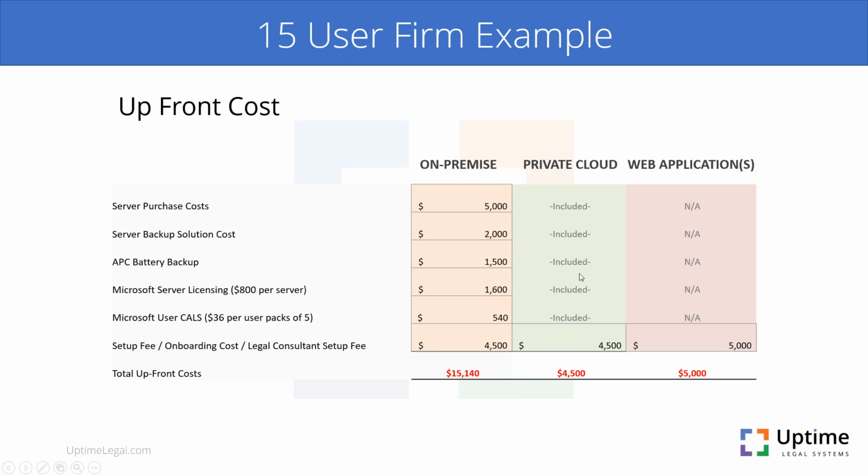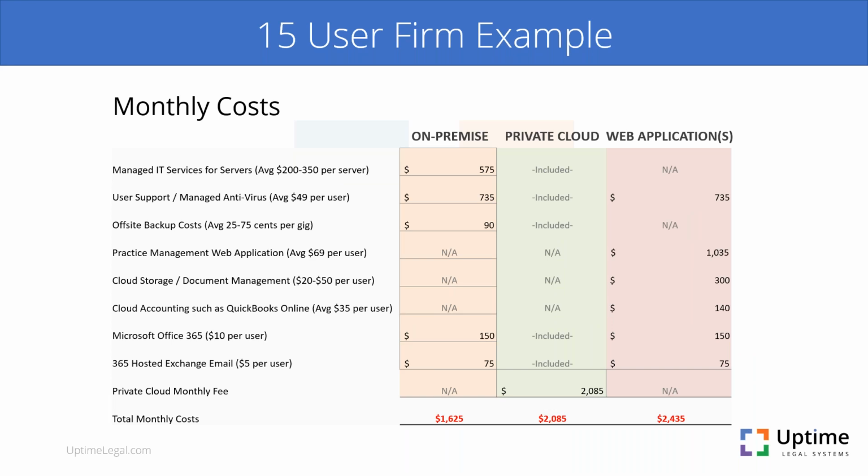On a private cloud, you'll typically pay some kind of migration fee that might be around the realm of $4,500. And if you're deciding to move from Tabs to a web application, you're going to still pay some consulting fees to get that data out of there and get some training. That'll be about $5,000 up front just to make that transition. So here's your upfront cost case. Now we're going to move on to the monthly cost case.